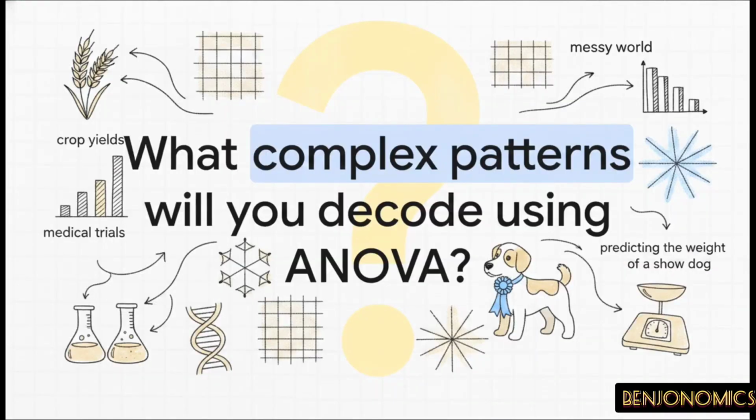Whether you're studying crop yields, analyzing breakthrough medical trials, or just trying to predict the weight of a show dog, analysis of variance is the definitive tool for making sense of complex groups. It literally takes a messy world and neatly partitions it into recognizable, actionable patterns.